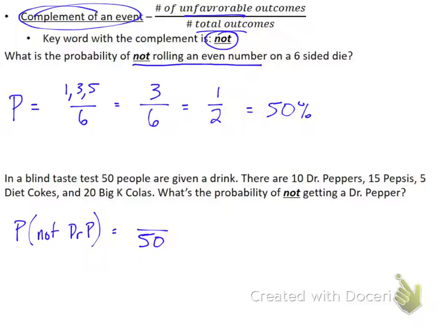Or if I know there's 10 Dr. Peppers and 50 total, I can subtract them to get 40. I know that there are 40 that are not Dr. Peppers, which reduces down to 4/5, which is 80% or 0.8.